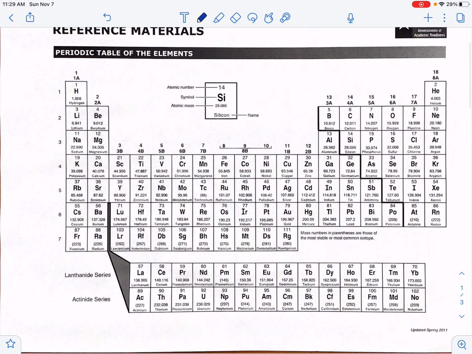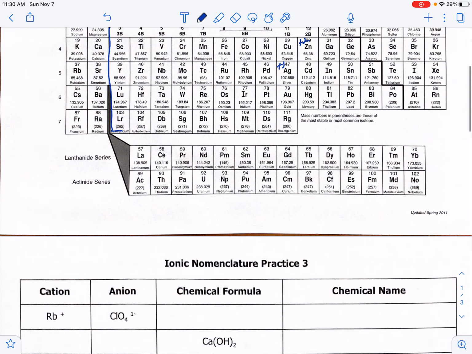Okay, our charges, we have 0 over here, then -1, -2, -3, plus or minus 4, plus 3, plus 2, and then plus 1. Okay, then silver, so Ag, is +1, and then zinc is +2, and then aluminum is +3. And then everything else from basically 3B to the staircase is going to be considered a transition metal, so it will need a Roman numeral.